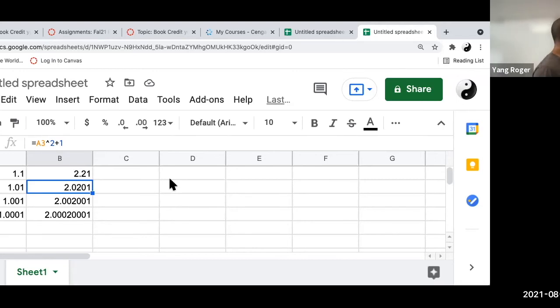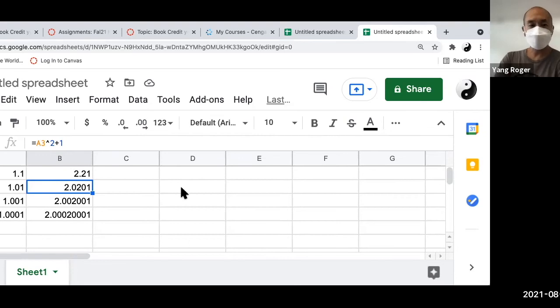So we can write our values. I guess since I did it, I'll just write it down. Where's my pen? So we get 2.21, 2.021, 2.002001. Oh, I forgot a 0 here. And then 2.0002001. Okay, cool.